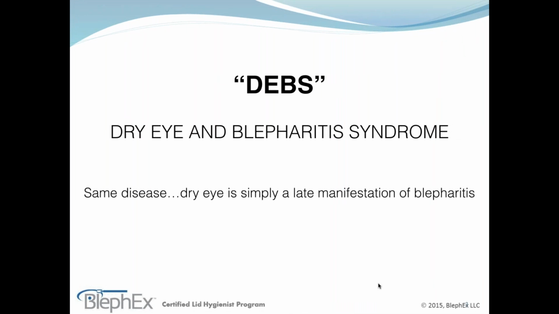If you've heard the phrase dry eye disease, I want you to start thinking about it as dry eye and blepharitis syndrome. Blepharitis and dry eye are traditionally considered two different disease processes. I'm going to show you tonight that if you've been diagnosed with blepharitis, there's a good chance you could have dry eye as well. And if you've been diagnosed with dry eye, you have blepharitis. Blepharitis is an early onset and an early manifestation of dry eye disease.